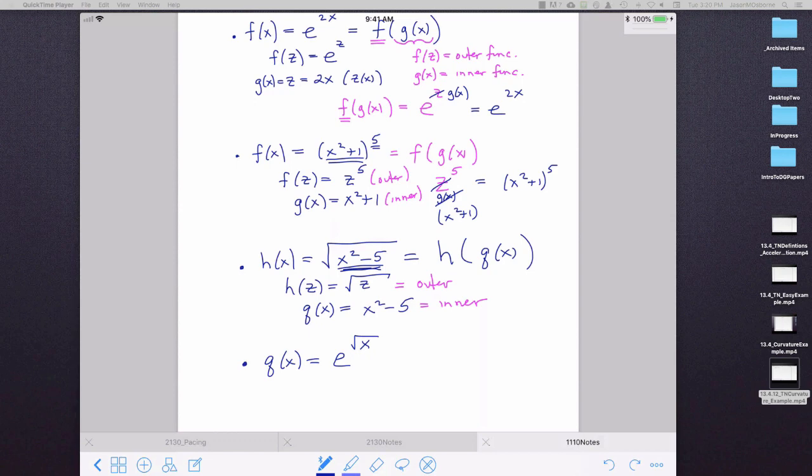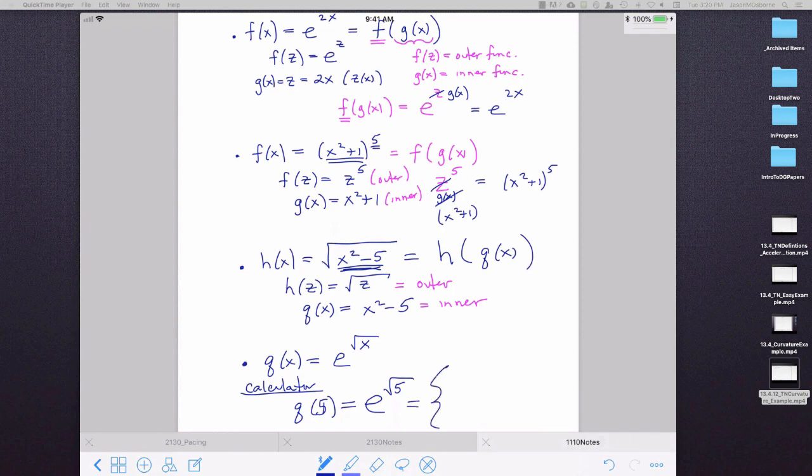But the way you understand the inner and the outer is if you were going to do this on a calculator, and I asked you to find q of 1. Okay, what would you do? Let's not make that 1. Let's make that 5. You would put in 5 for x, so you would get e to the square root of 5.